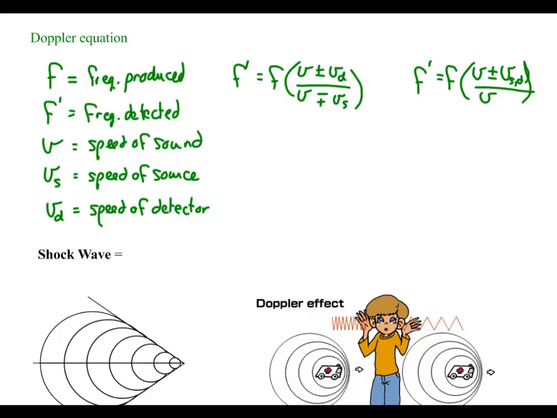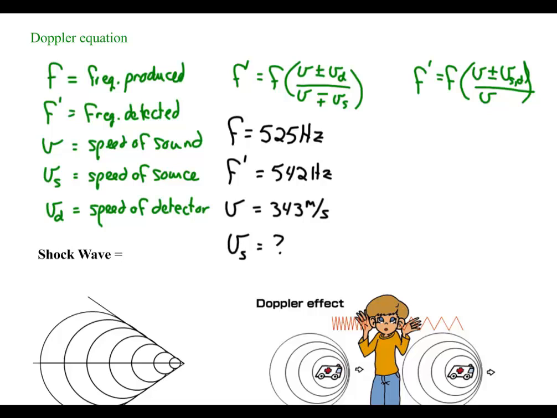I have a siren that produces a sound at 525 hertz. So that would be my F. As I'm standing on the sidewalk and the truck carrying the siren travels by me, I hear, so that would be F prime, 542 hertz sound. On this particular day, we're going to use the speed of sound in air as 343 meters per second. What is the speed of my source?